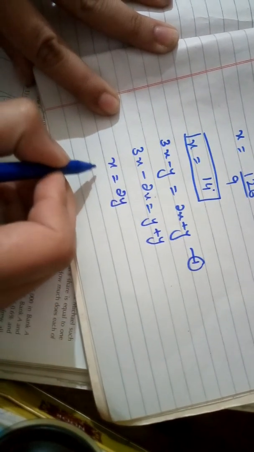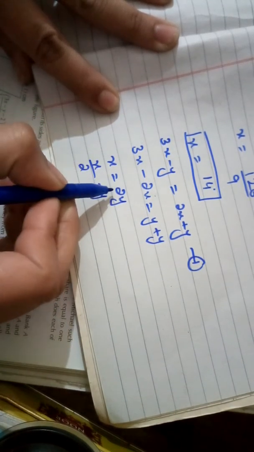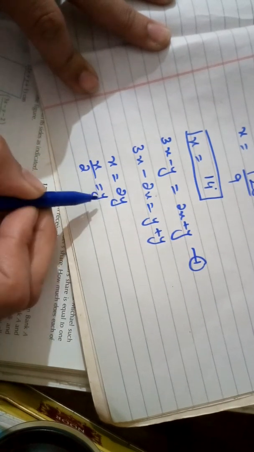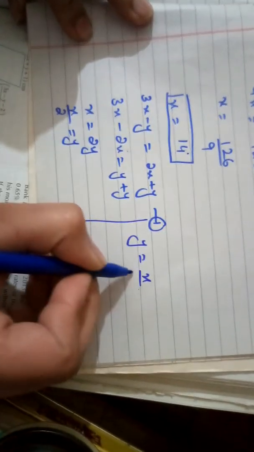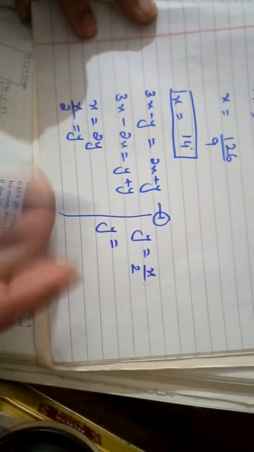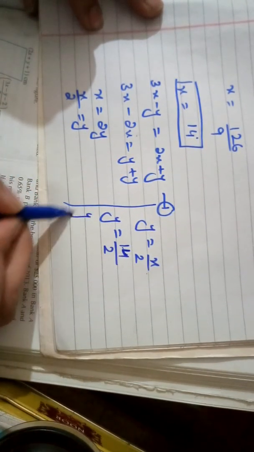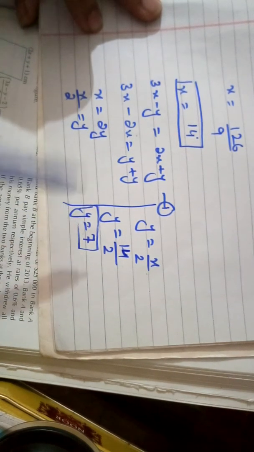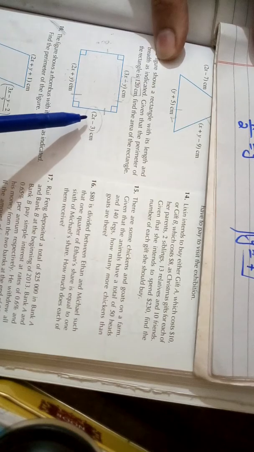So 3x minus 2x is equal to y, and this y, when it goes on the other side of the equation, becomes plus y. So x is equal to 2y. X is equal to 2 multiplied with the y, so on the other side of the equal it will go to the denominator. Y is equal to x by 2. Now put this value here. What is the value of x that we found in the first part? That is 14. 14 by 2. So value of y is 7.